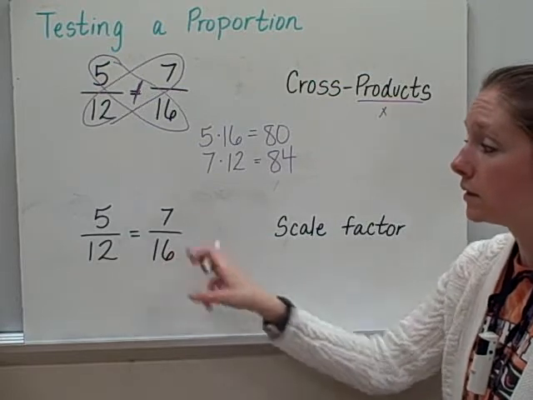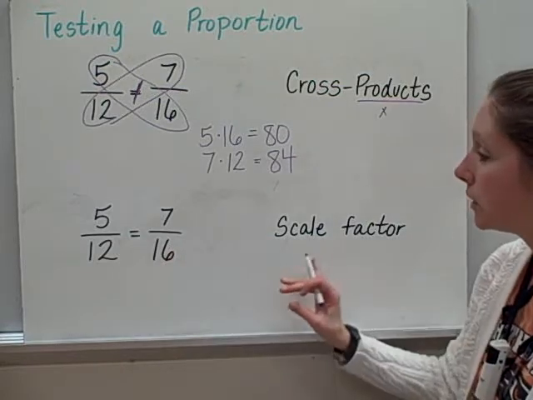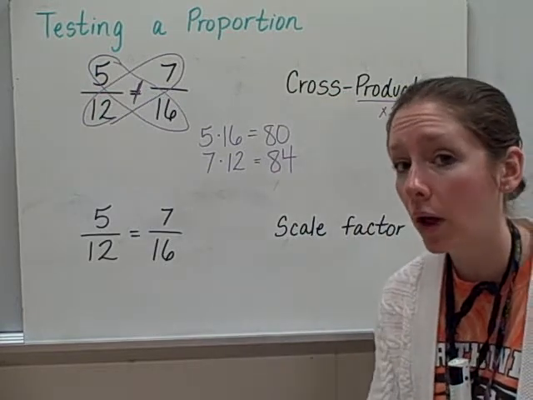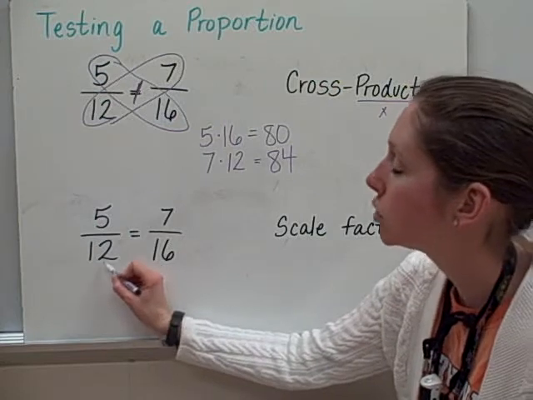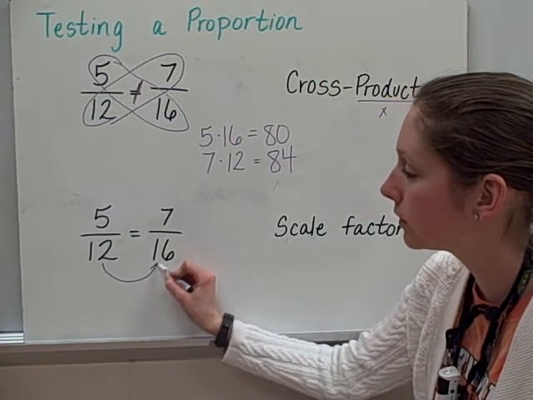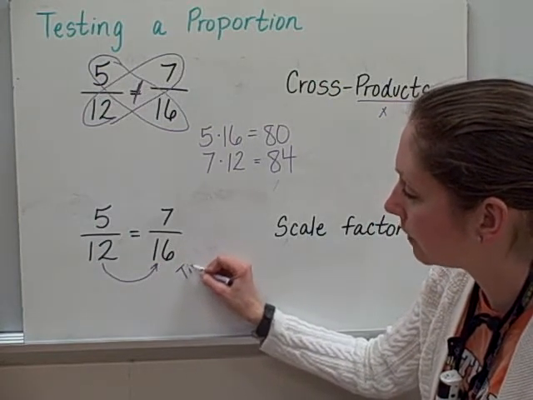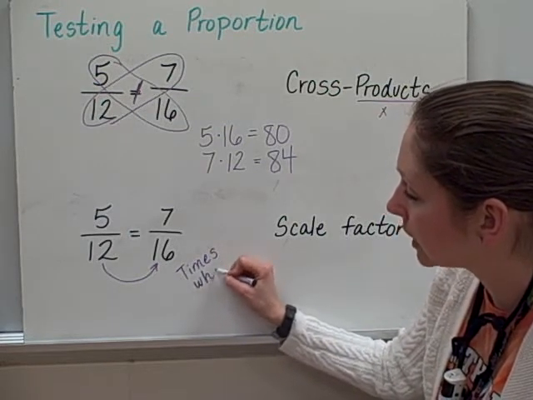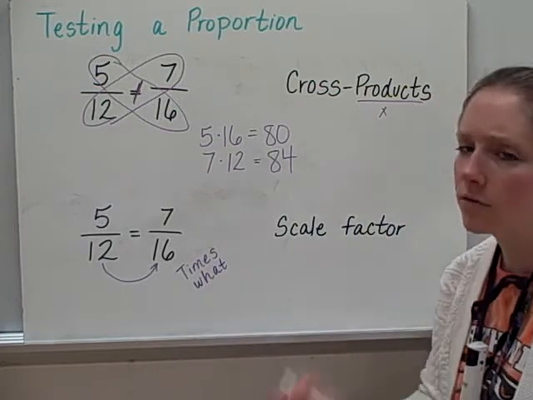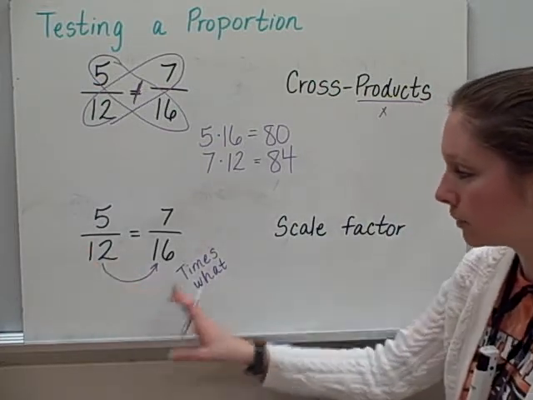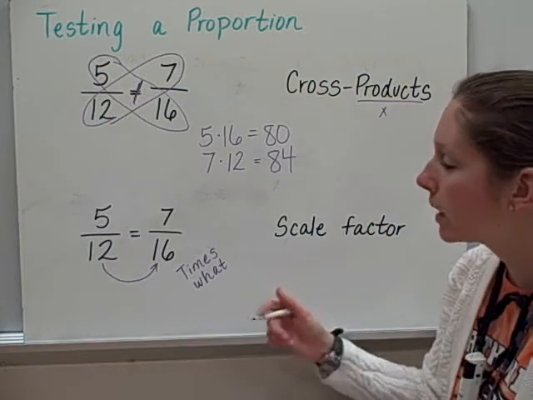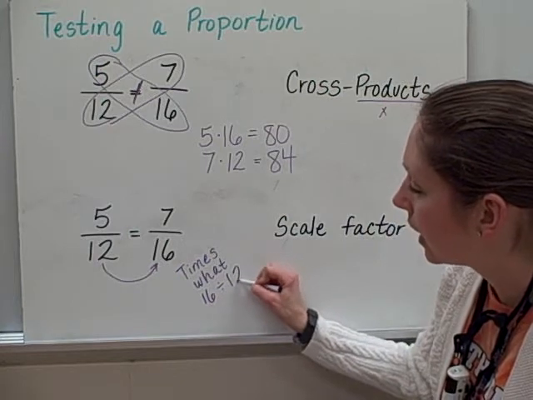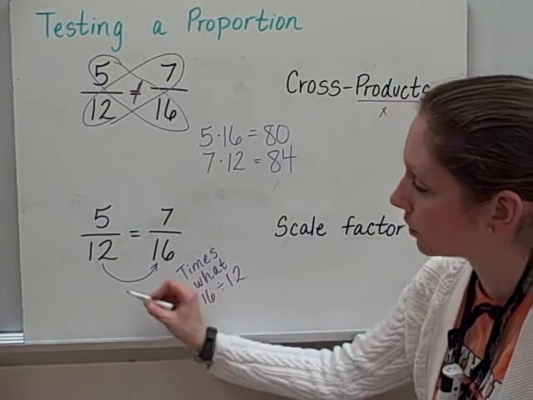We can also test the same proportion by using scale factor. So scale factor tells me what I need to multiply one to get to the other, meaning 12 times what gives me 16. We're going to talk about strategies about how you can get that number, but the main focus right now is 12 times what is 16. So I can do that by doing 16 divided by 12, and if I do that, I'm going to get 1 1/3.